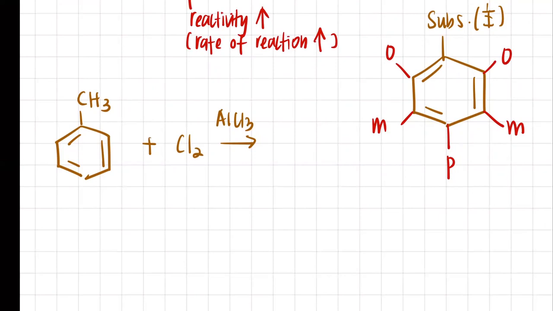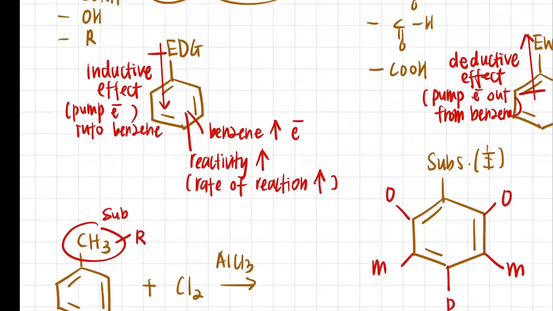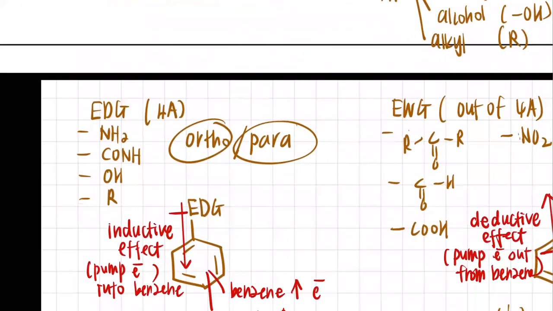Okay, so what is the substituent? The substituent is CH3. CH3 is the substituent like that. The substituent is the R group, so we take a look at the R group. Here the R group is an EDG.